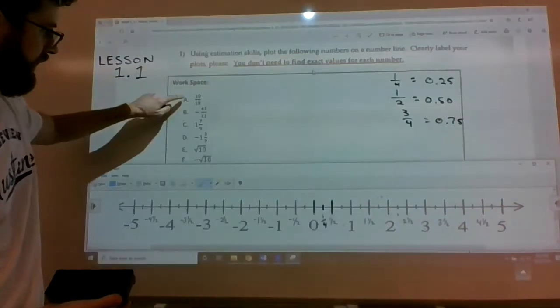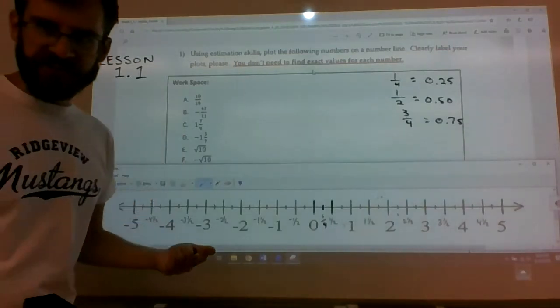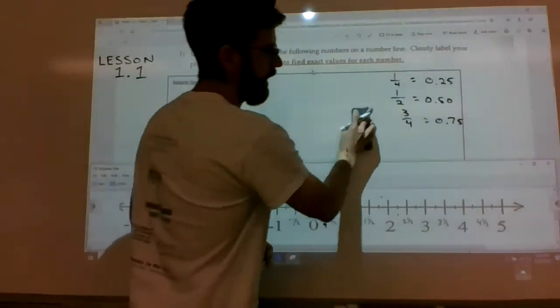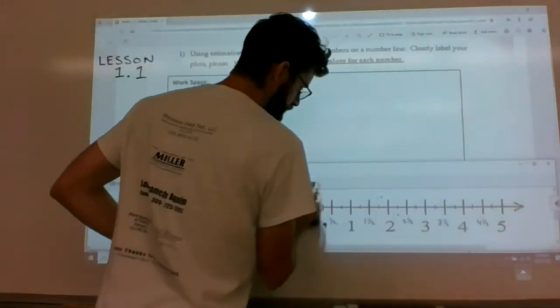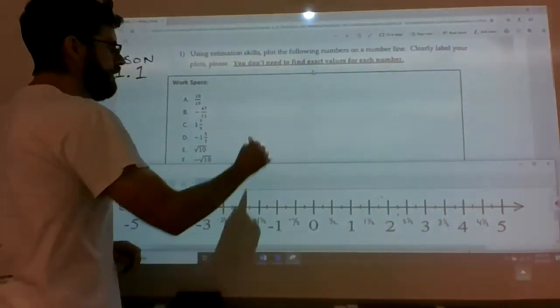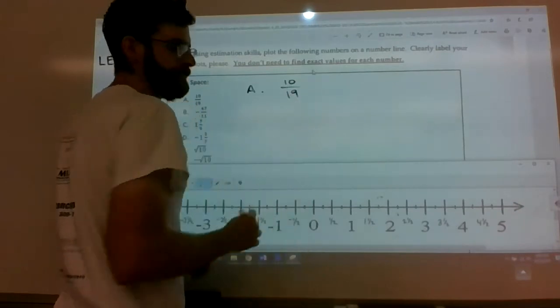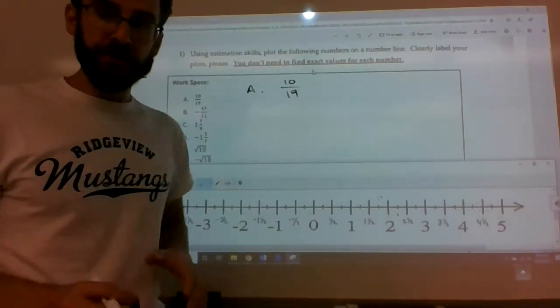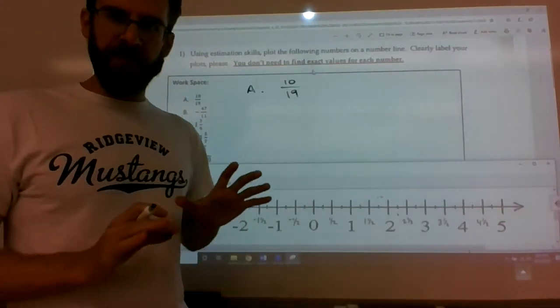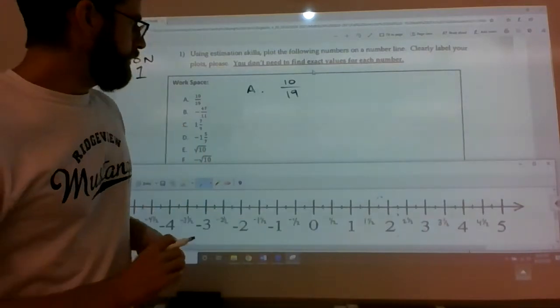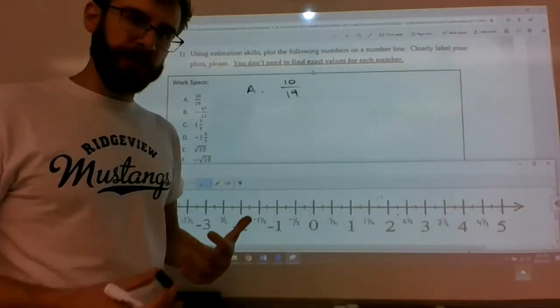So I've got 1, 2, 3, 4, 5, 6 examples that I want to plot in this first number line. The first one is the fraction 10 over 19. Now there's two different ways that you can think about this number in particular. First of all, you can just straight up turn it into a decimal.